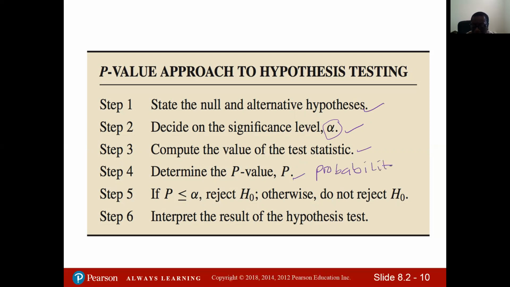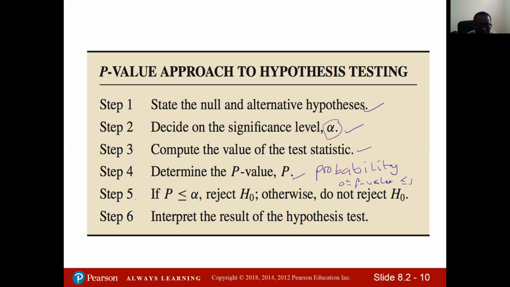It's a probability, so you cannot have this value. The p-value is always between 0 and 1: it is less than or equal to 1 and greater than or equal to 0. It's between these values, okay?